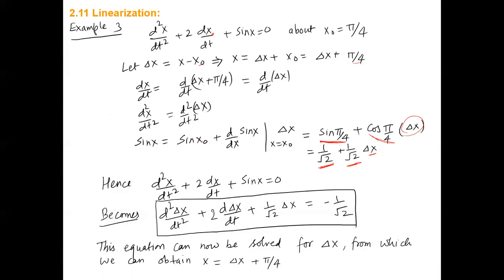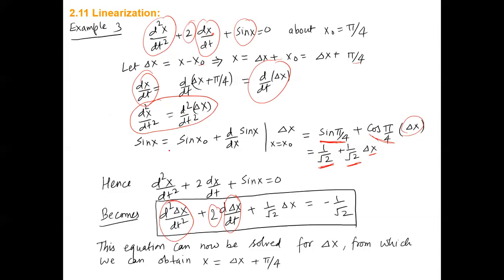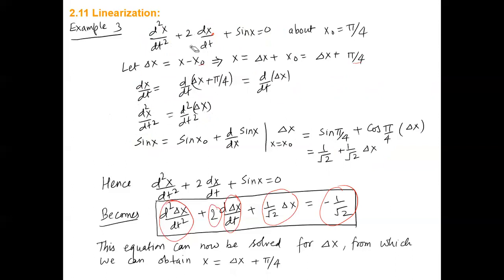Now, finally, let me write all those things together. You have this guy here, then you have 2, then dx over dt goes here. Then you have sine x. How do you linearize sine x? Your sine x is this guy, right? This is how you linearize sine x. So 1 over square root of 2 is here, and I put this guy to the right because its right-hand side is 0, so 0 minus this guy. So far, so good. That's how you linearize everything here.